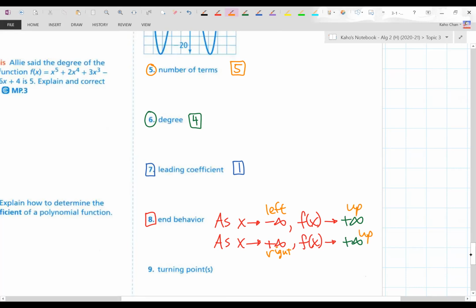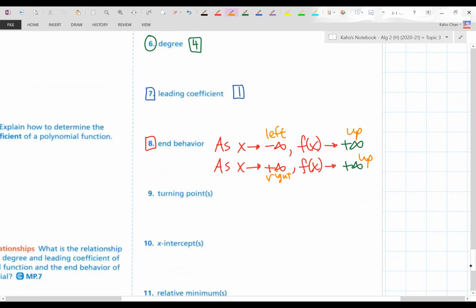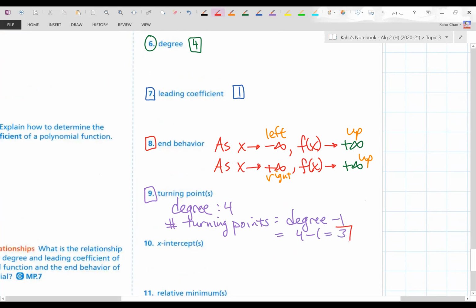Number 9 asks for the turning points. The turning points are related to the degree. Since the degree is 4, the number of turning points is 1 less than that. And that's 3 U-turns, okay?